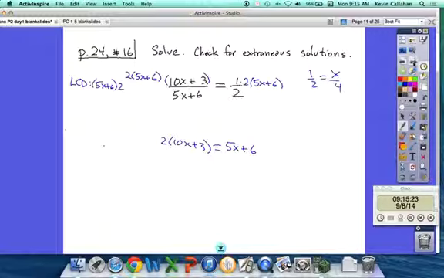In the end, notice when I do the cross multiply, 2 times 10x plus 3, that's this. 1 times 5x plus 6, that's that. So it accomplishes the same thing, whether you think of it like a cross multiply or whether you do it by multiplying by least common denominator. Okay, let me do this.